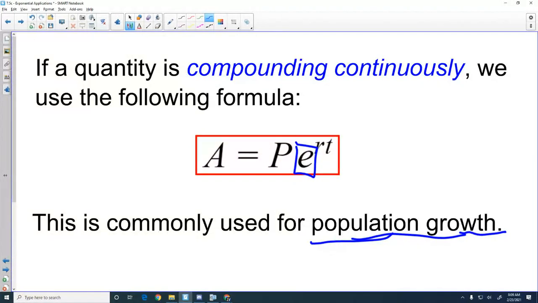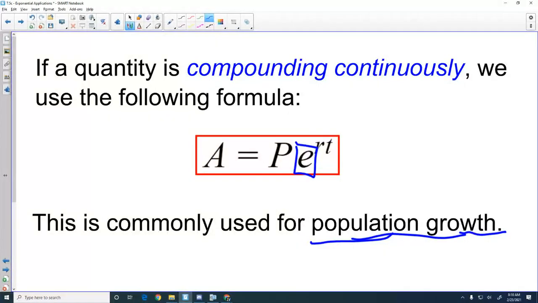Wouldn't that be insane? The population doesn't just change one time at that 5-year mark. It's continually changing. Over the course of 5 years, the population is growing until it is doubled 5 years later. So because it's happening constantly, with people being born nonstop, we would use this PERT formula. Same thing with interest. If interest is compounding continuously, it's happening constantly. It doesn't stop. We use e for the base.